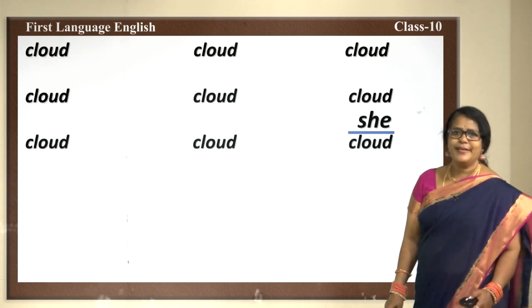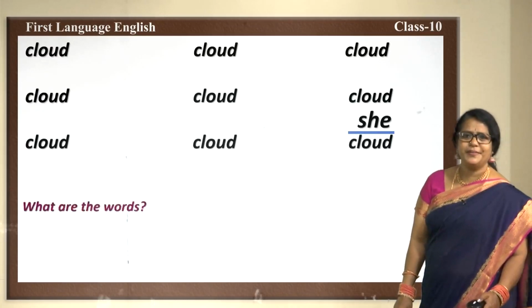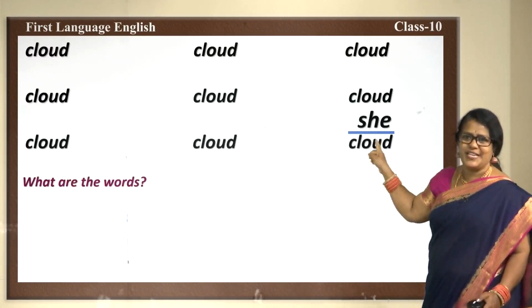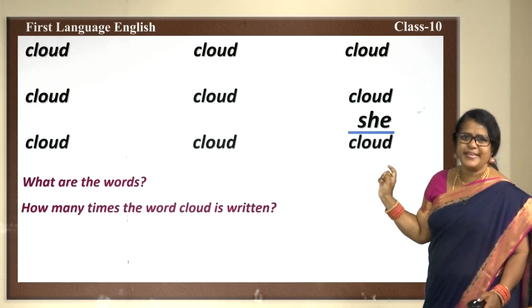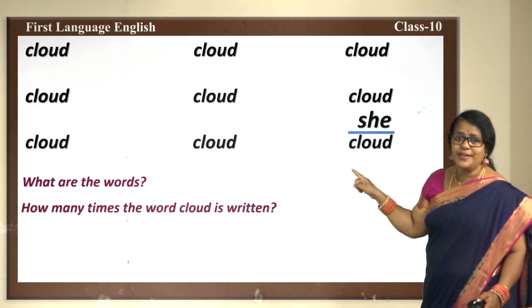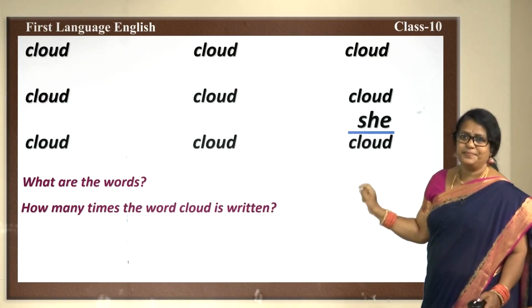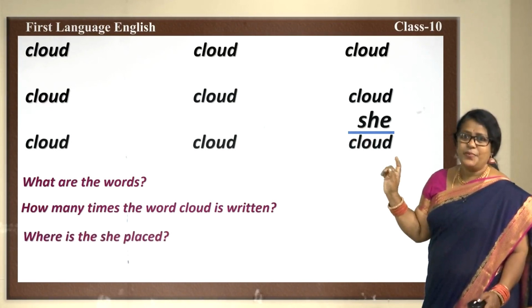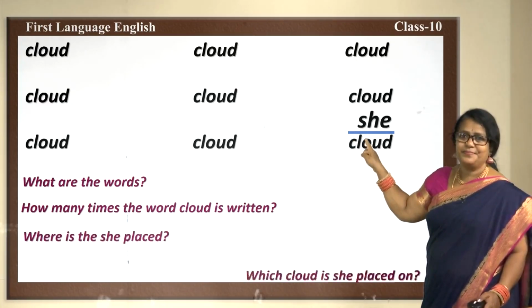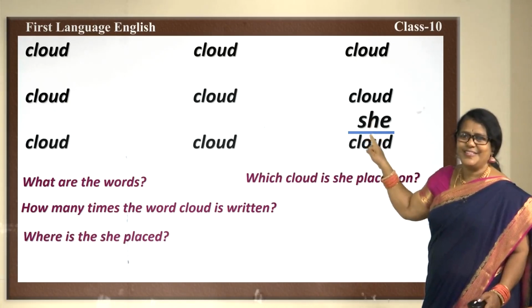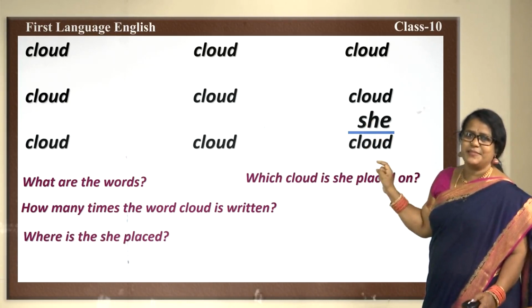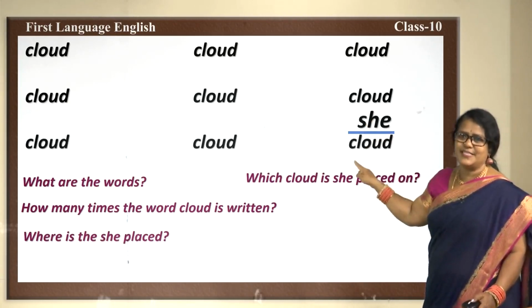Well, here let's see. What are the words given here? Cloud and she. Fine. Very good guess. How many times is the word cloud written? Quickly count it. 3, 3, 3. 9 times. Good. Where is she placed? Yes, on one of the clouds. Which cloud is she placed on? When you count, it is the last cloud.